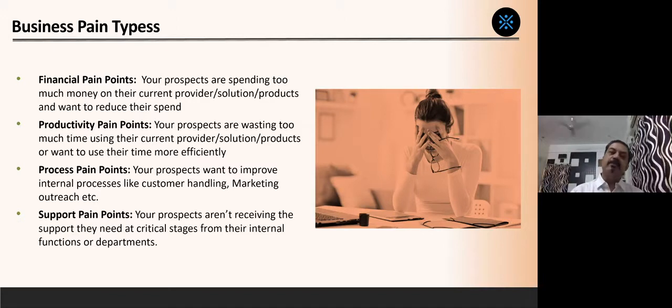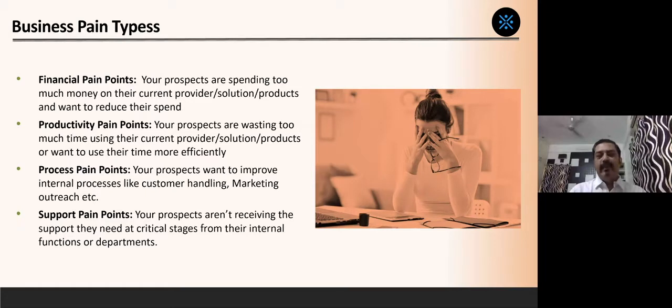The last one is support pains. So again, any particular function in a business has to get support either internally or even externally for that matter to perform well. And if they don't get the right support, right, in the critical stages, it becomes difficult for them to manage and be productive. So these are the four business pain types.